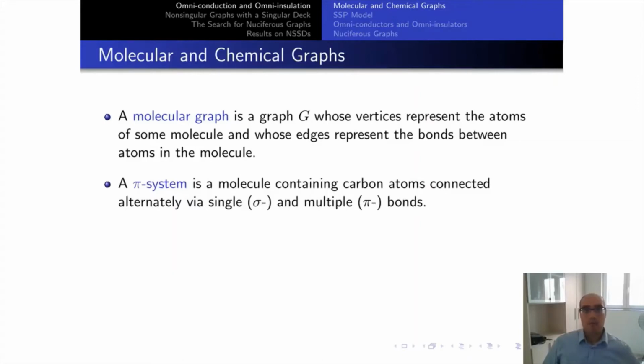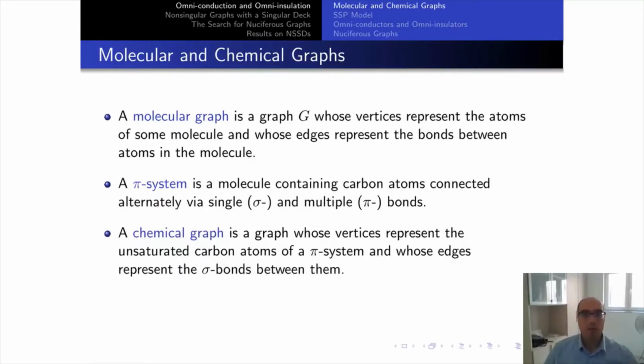So a pi system contains carbon atoms connected by single and multiple bonds. The single bonds are called sigma bonds and the multiple bonds are pi bonds. So sometimes multiple bonds can be double bonds or triple bonds. Those are the usual bonds that you can have if you have multiple bonds.